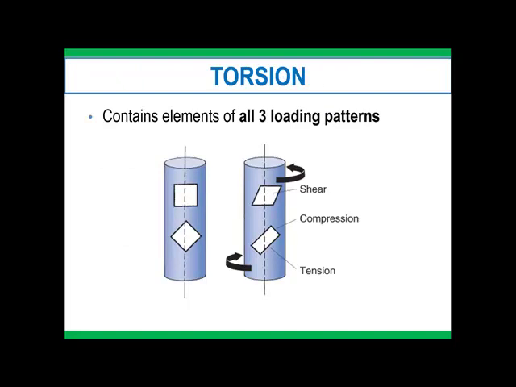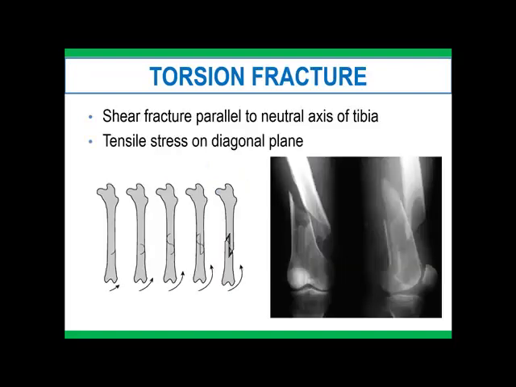So torsion contains elements of all three as well. When you place something into torsion, it'll shear, it'll compress, it'll be in tension, again, because the cells are not lined up in these perfect arrangements. So when you see something break in torsion, common in sporting injuries, someone gets sort of stuck and they turn and their bone breaks, right?